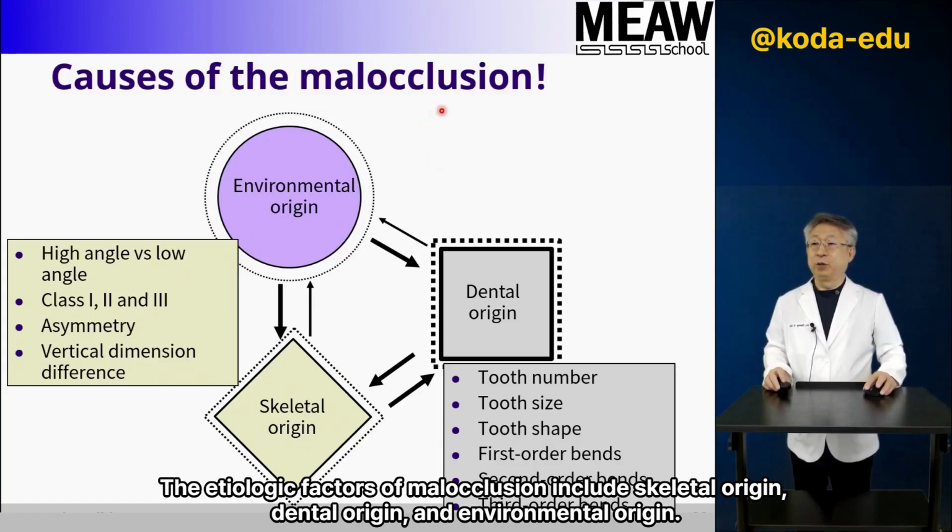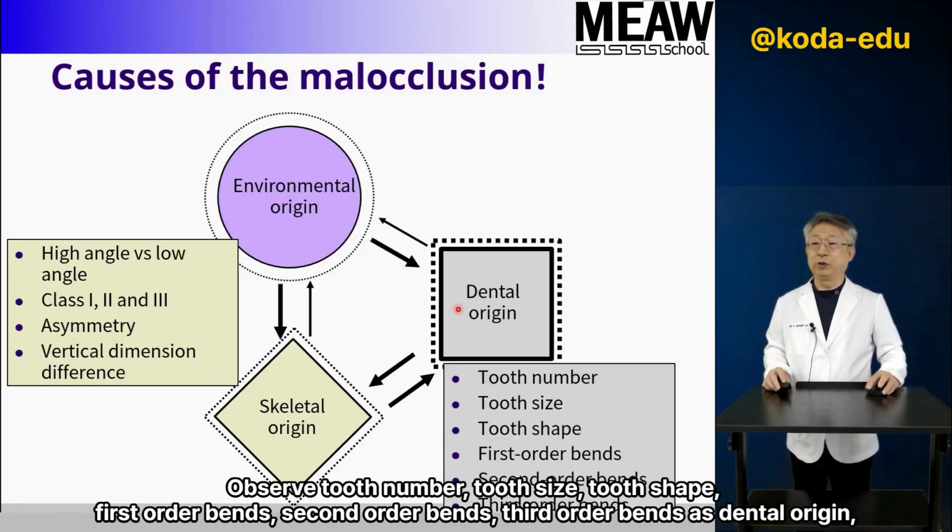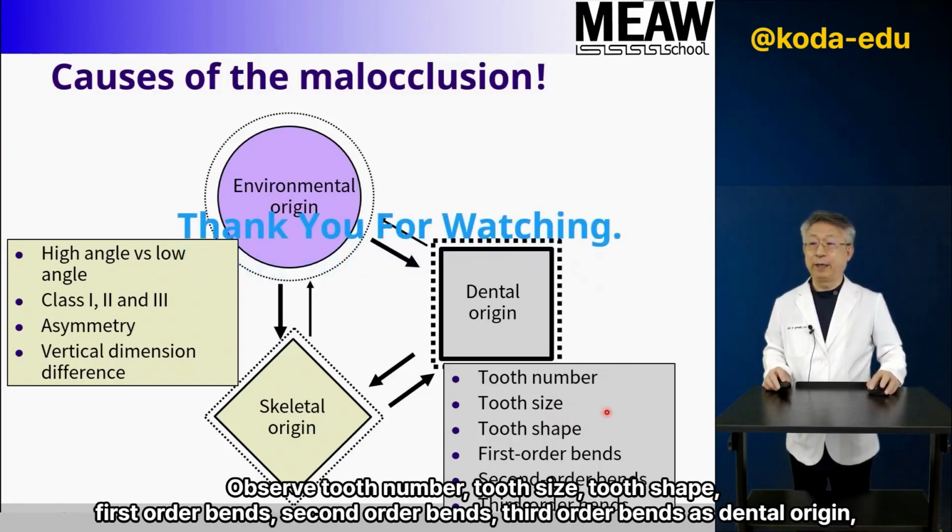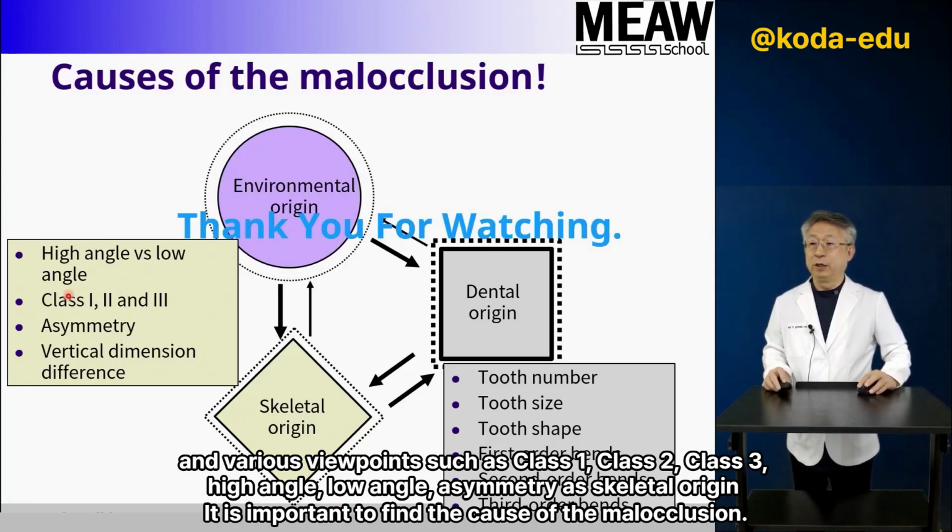The etiologic factors of malocclusion include skeletal origin, dental origin, and environmental origin. Observe tooth number, tooth size, tooth shape, first-order bends, second-order bends, third-order bends as dental origin, and various viewpoints such as Class 1, Class 2, Class 3, high angle, low angle, asymmetry as skeletal origin. It is important to find the cause of the malocclusion.